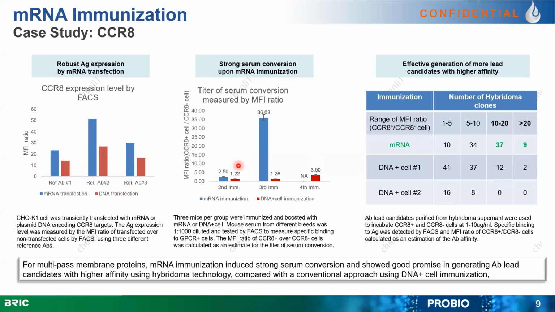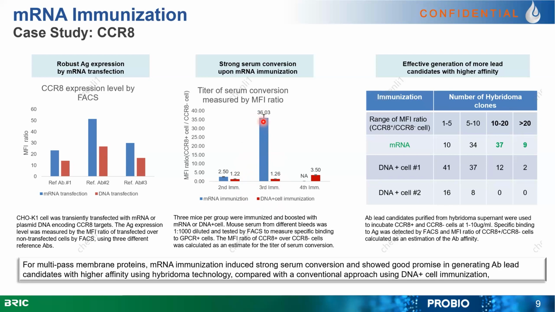After animal injections, the mRNA is able to induce much stronger immune response, roughly 30-fold higher than the DNA, as determined by serum flow cytometry analysis. Here in this graph, again, the blue bar represents the mRNA immunization, and the red bar represents the DNA plus cell immunizations.